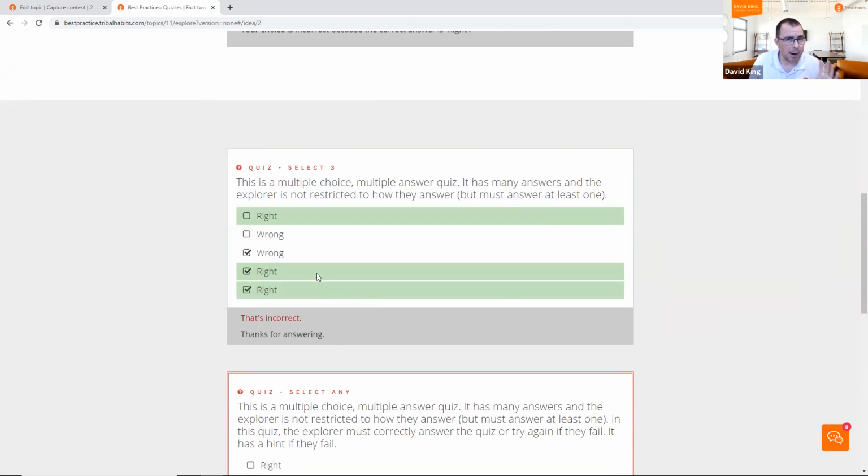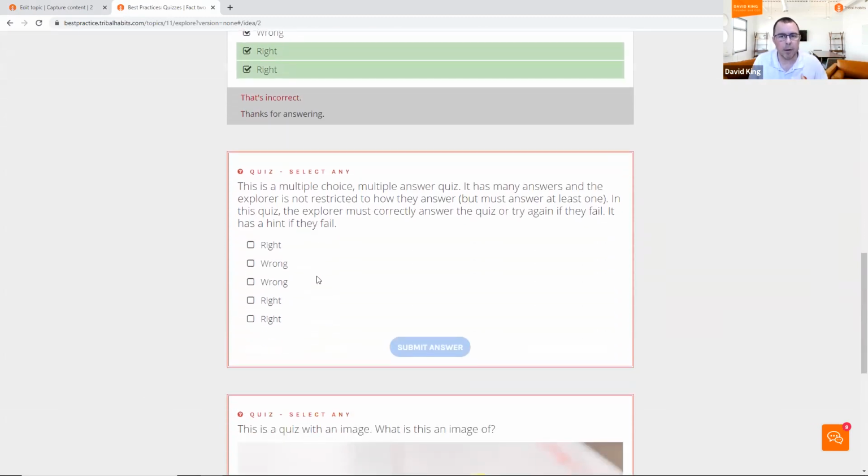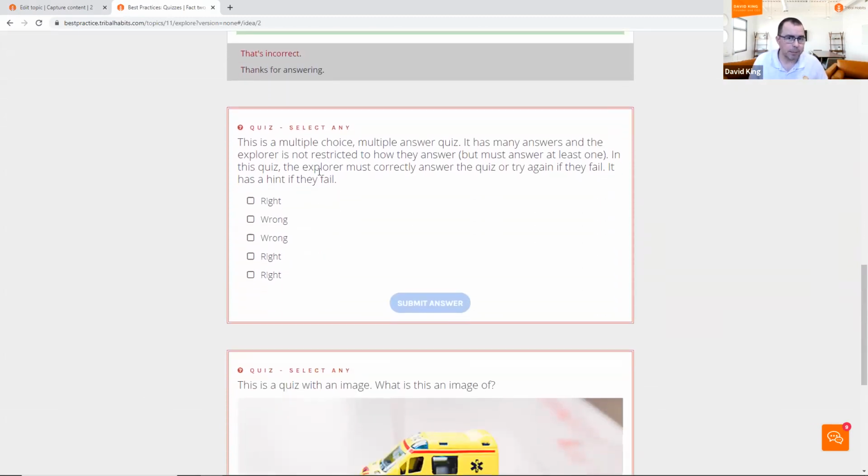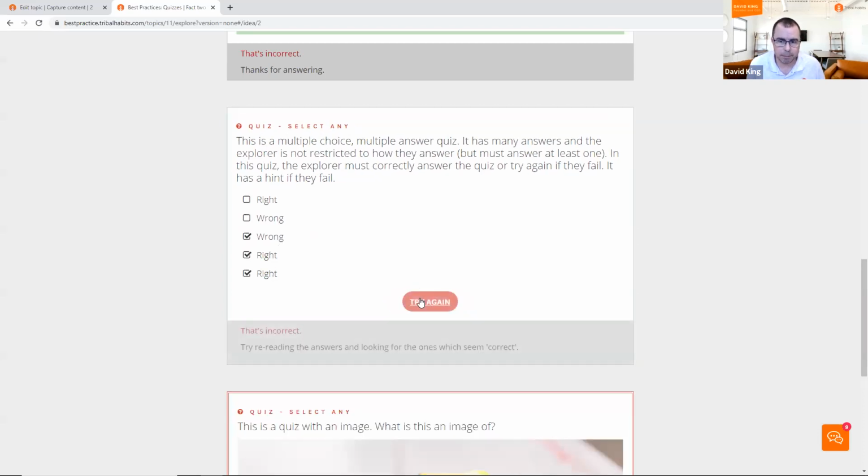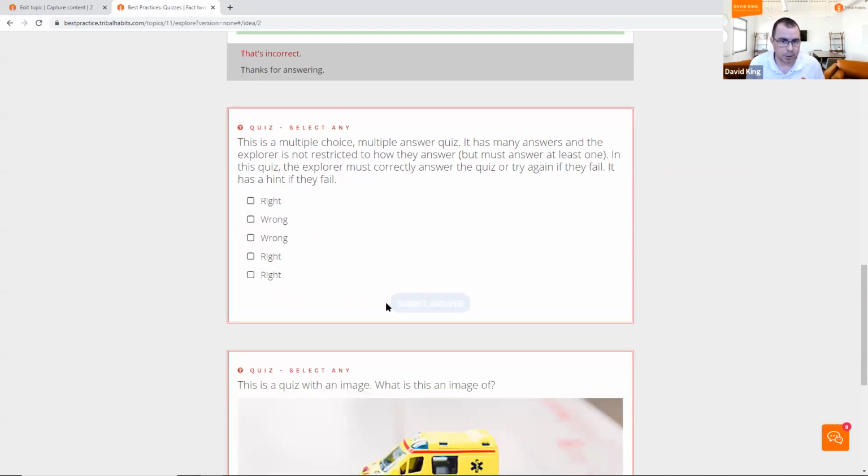I can make this even harder if I wanted to, if I really want to reinforce things by forcing them to get it correct. So in this quiz here, they can select as many as they want. They have no idea how many are correct, but the quiz has an option which says if they get it wrong, try again. And so here, if I do the same thing and submit it, I'm just being told I got it wrong.